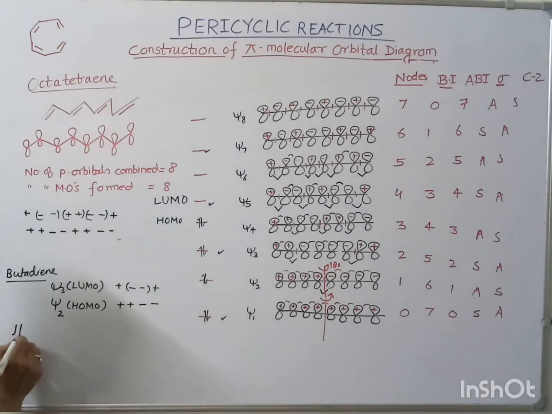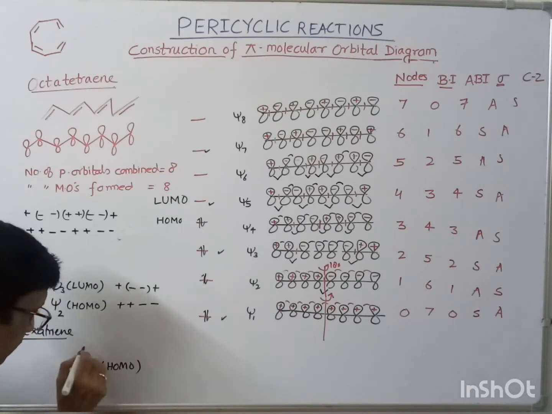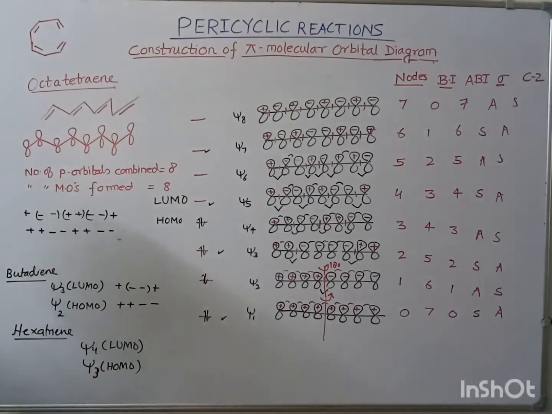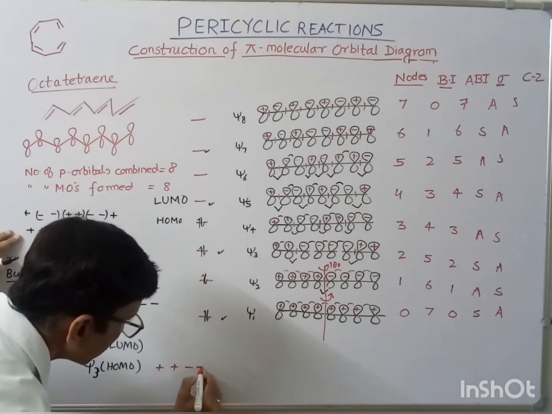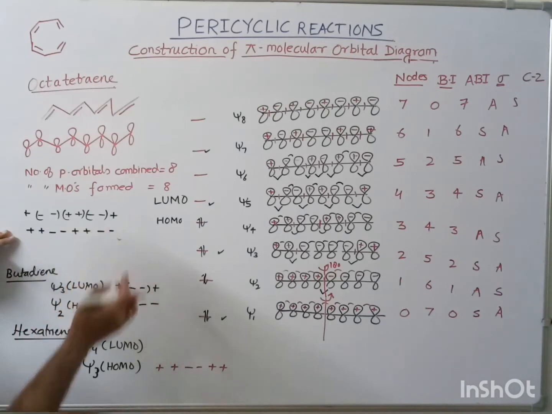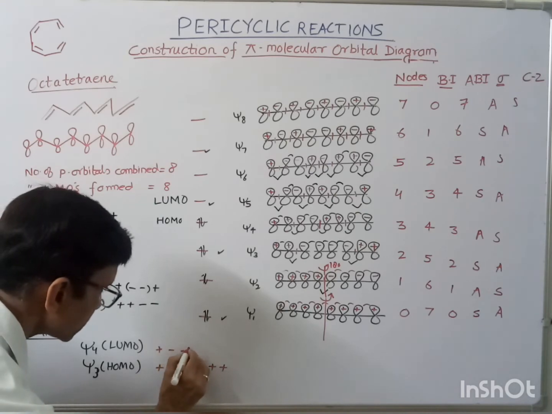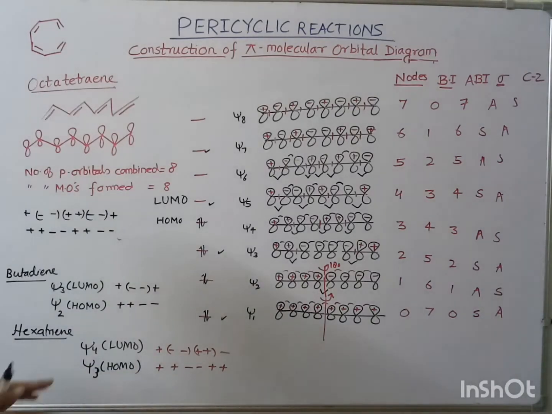For hexatriene, how will you write it? For hexatriene, psi 3 is the HOMO and psi 4 would be the LUMO. So you can write the sign for the HOMO of hexatriene: plus plus minus minus plus plus. For the LUMO, it starts with plus, then minus minus plus plus minus. So this is for the LUMO.